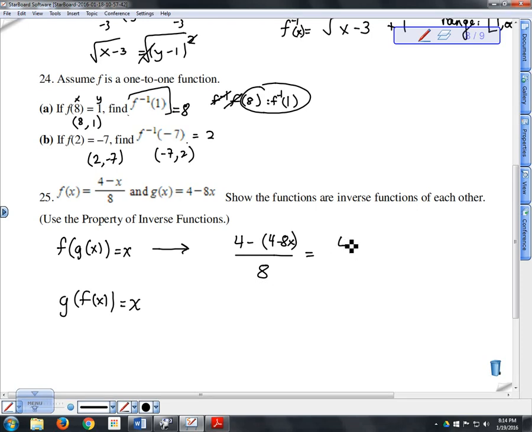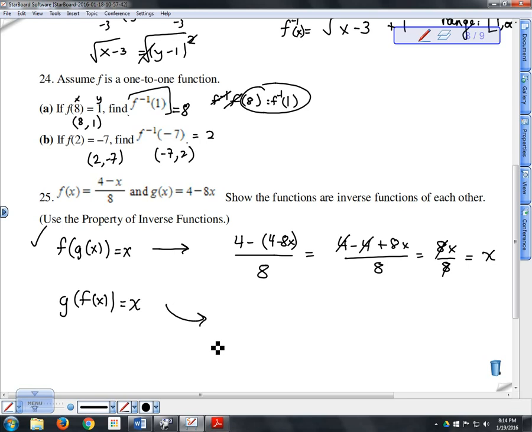So this becomes 4 minus (4 minus 8x) over 8, which is 4 minus 4 plus 8x over 8. The 4 cancels, so we have 8x over 8. The 8's cancel, and you're just left with x. So that proves the first one.